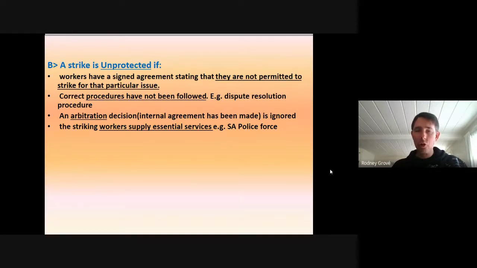A certificate to strike will not be given by the CCMA or the labor courts if you're part of essential services. That does not apply to you. The Labor Relations Act does not apply to you. In other words, basic conditions of employment. If you work for the police force, basic conditions of employment are not part of your contract. If you're part of the South African Secret Service, you don't form part of that contract. You cannot go on strike. If you go on strike, it is unprotected.